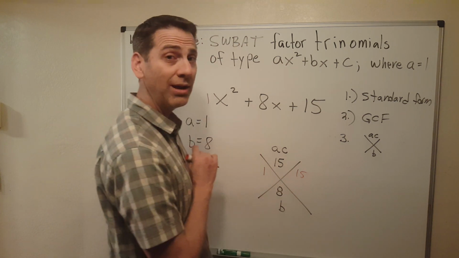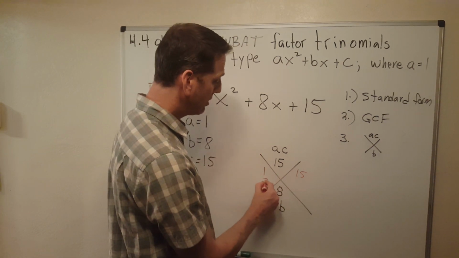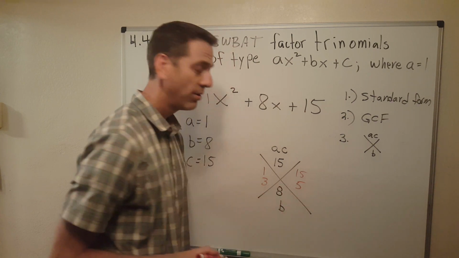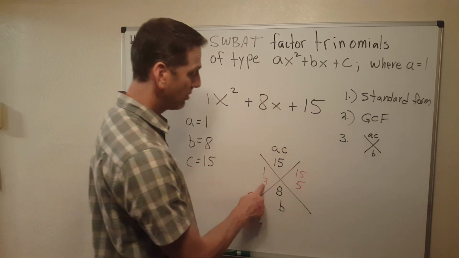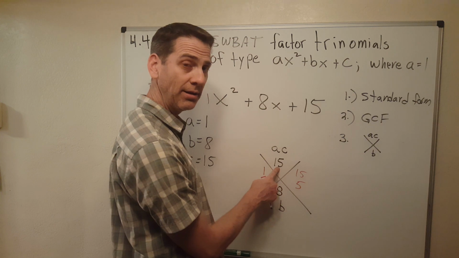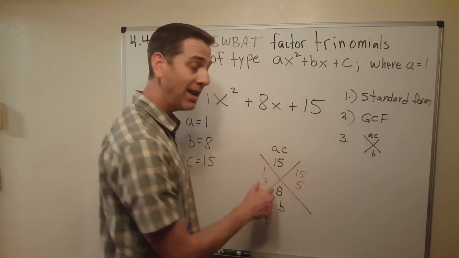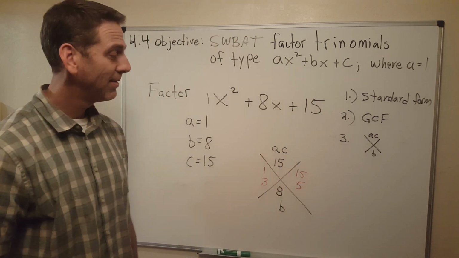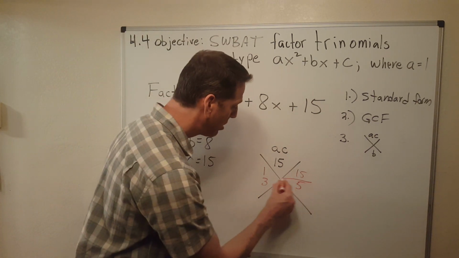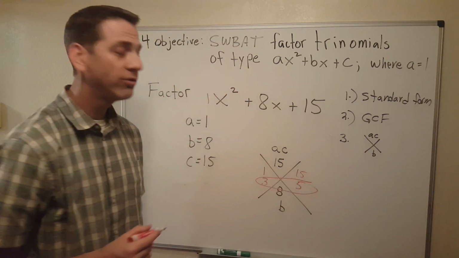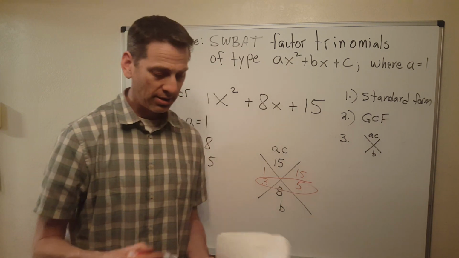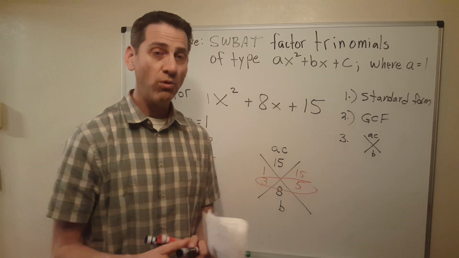But there's another way to get 15. You guessed it. 3 times 5. 3 times 5 is 15. 3 plus 5 is 8. You see that? Bingo. So those are my two numbers that I want in my factored form.